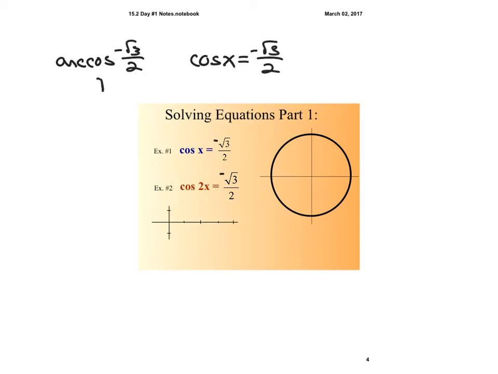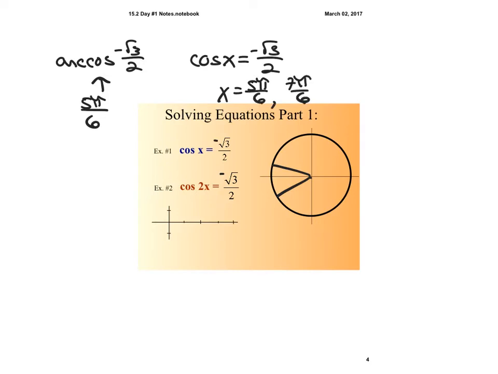Okay, this is an inverse function. It has a restricted domain. The answer can only be found between 0 and 2 pi. It's only one answer, and it's 5 pi over 6. The second question is asking where on the unit circle, and that can be in more than one place, is the cosine of x equal to negative root 3 over 2. And that would be here and here, at 5 pi over 6 and at 7 pi over 6.